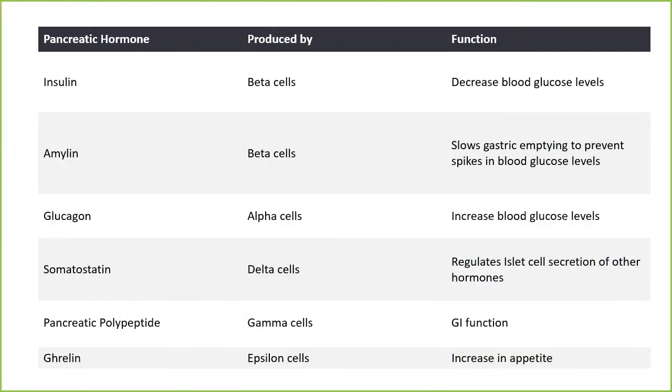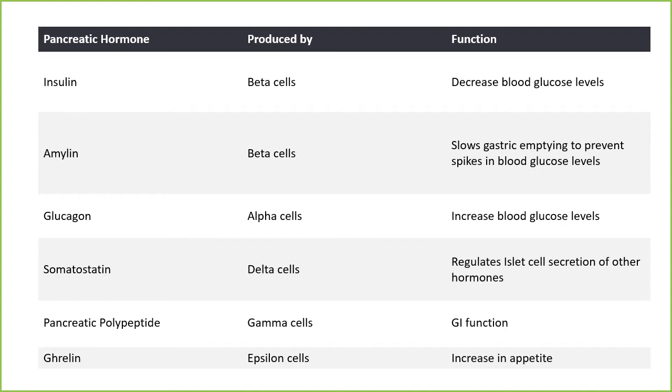Now as you can see, there is a list of the pancreatic hormones, the cells which produce them and the functions of each. Talking about insulin, it is produced by the beta cell. It maintains the blood glucose level by decreasing the blood glucose level. Next is amylin, again produced by the beta cell. It slows the gastric emptying to prevent a sudden rise in the blood glucose level.